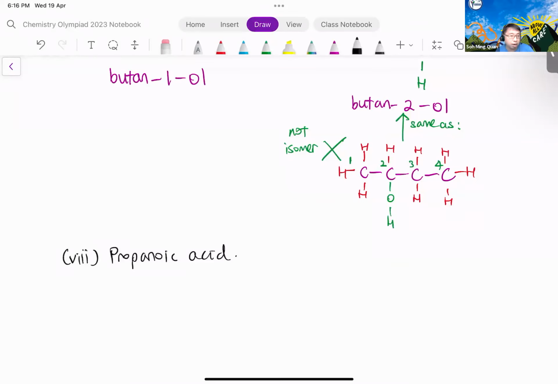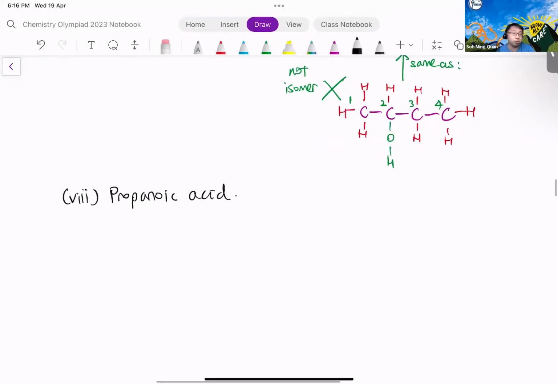Now this one is tricky. Whenever there's carboxylic acids, I usually tell my students it's quite tricky. You need to be careful. First, you know it's a carboxylic acid. This is obvious. The name literally ends in acid.